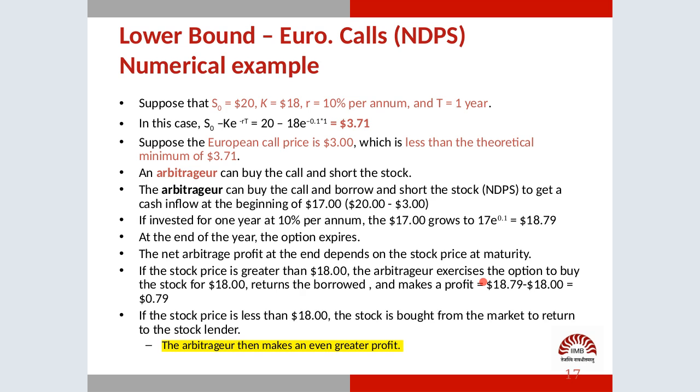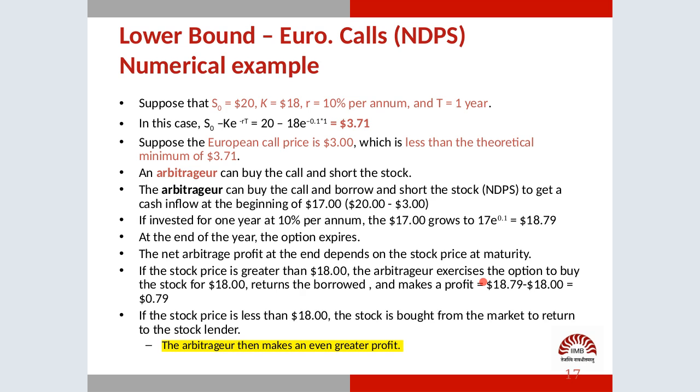However, for some strange reason, the call is available in the market at $3, which is lower than my theoretical minimum. So I'm arguing an arbitrager can make profits out of this. So what can the arbitrager do? Buy the call and short the stock. So he buys the call, borrows the stock and sells it; it's non-dividend paying.